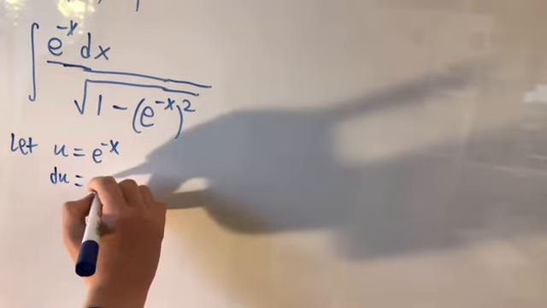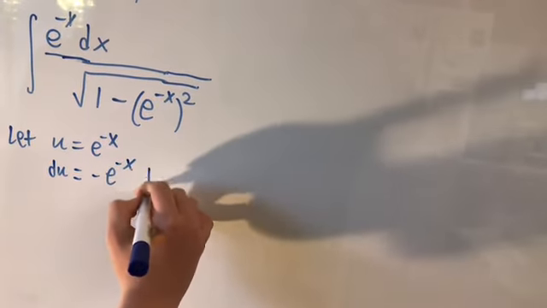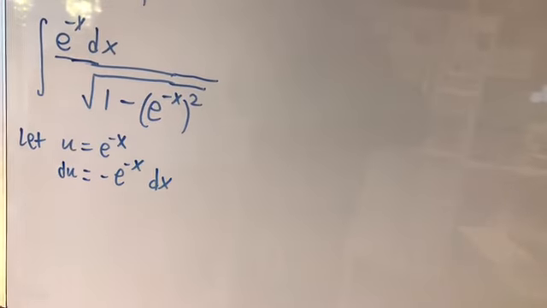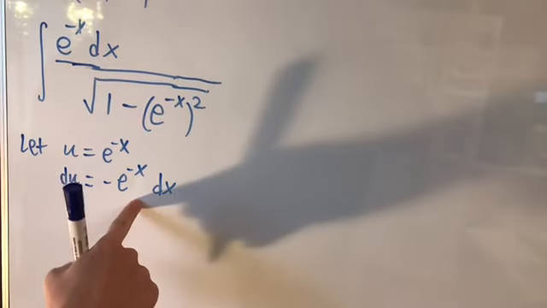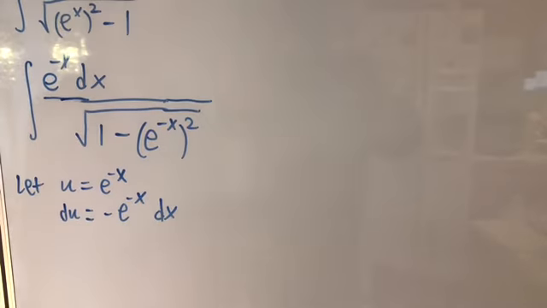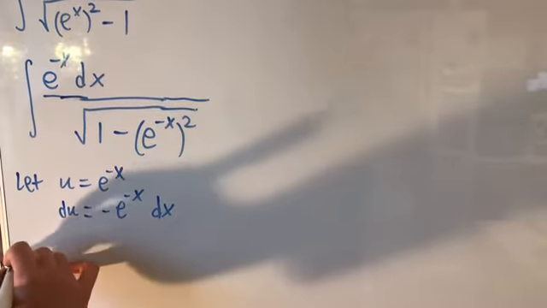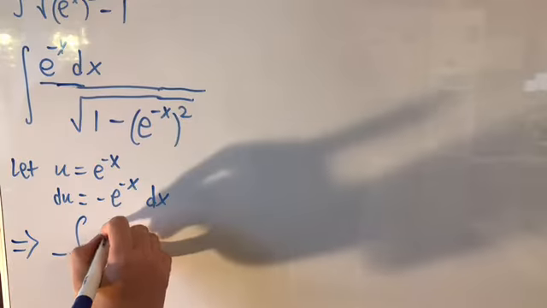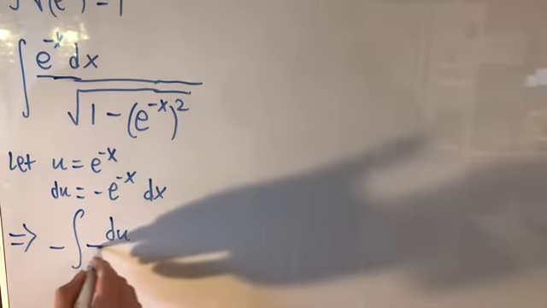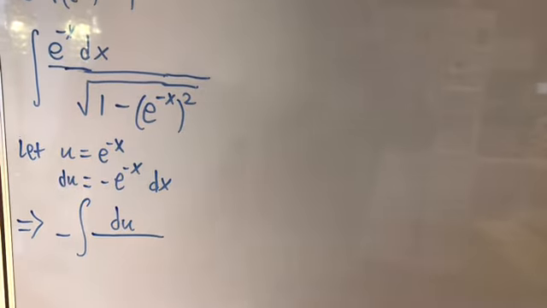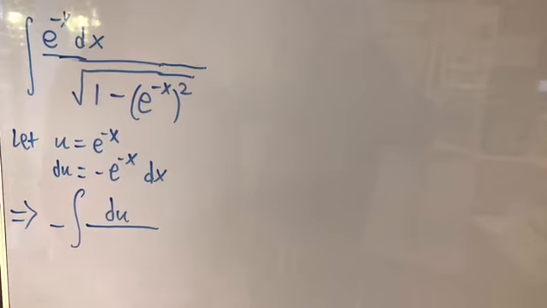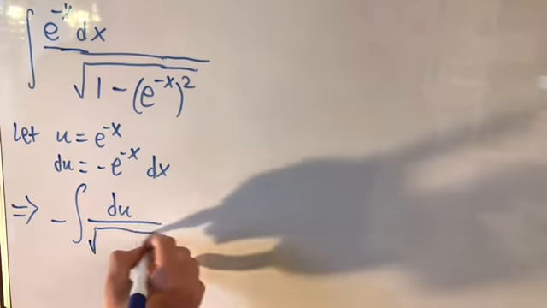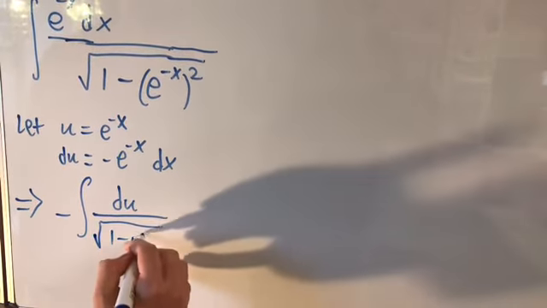du equals negative e^(-x) dx. And this is convenient because this term is almost equal to this term except for a negative sign, but that's fine because it's an integral. So we just put the negative sign outside, and that becomes du. And well, let's look at this. This is just the square root of 1 minus u squared, which is a very familiar integral. But I'll do it anyway.